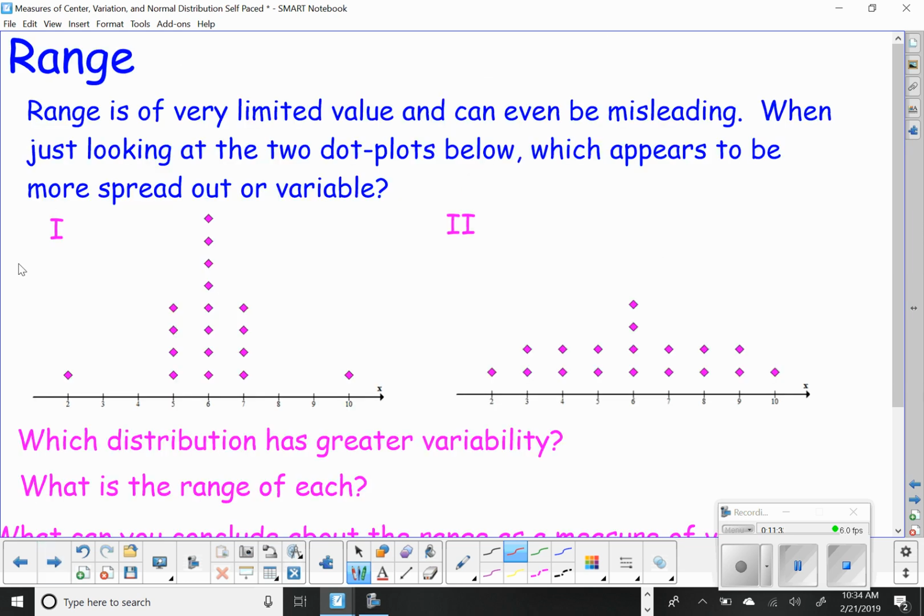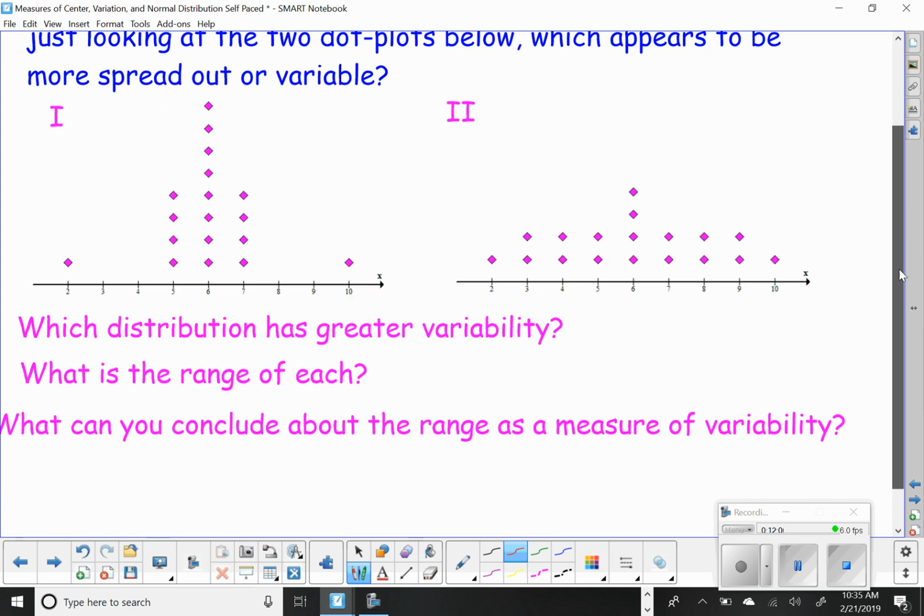Now, range is a very limited value and can even be misleading. Just looking at the 2 dot plots below, which appears to be the more spread out data? Well, I would say number 1 and number 2. It's all spread out. It's kind of evenly spread. Number 1 has a lot of items at 6, quite a few at 5 and 7. Only 1 is all the way down at 2. Only 1 is all the way up at 10.